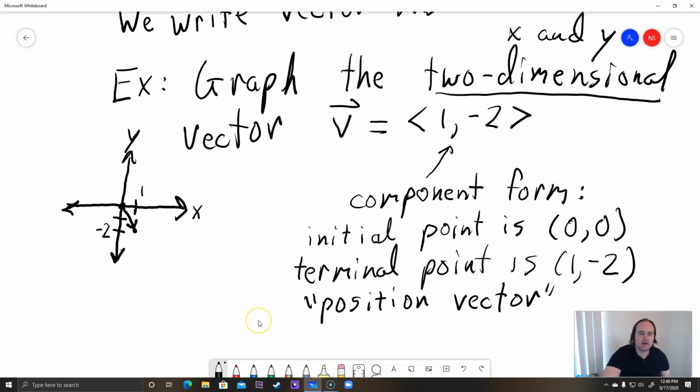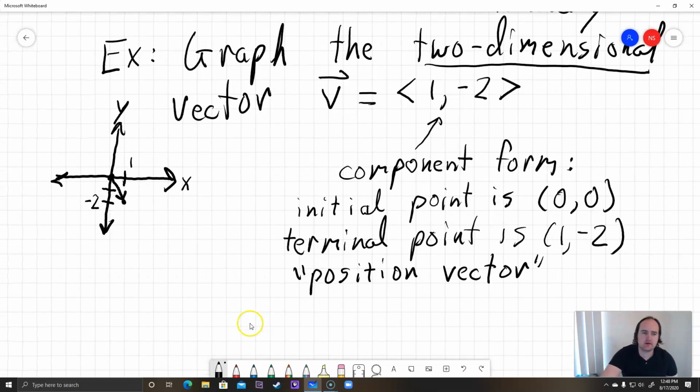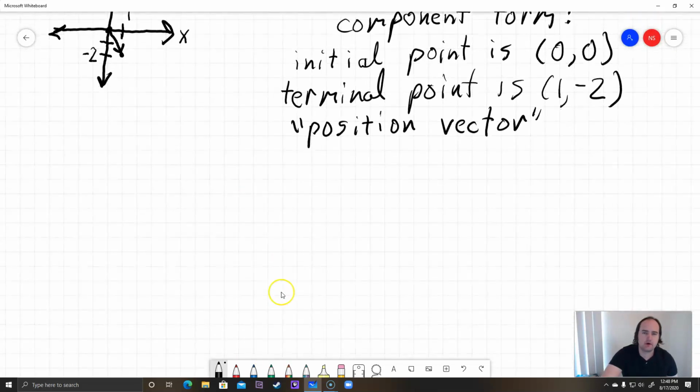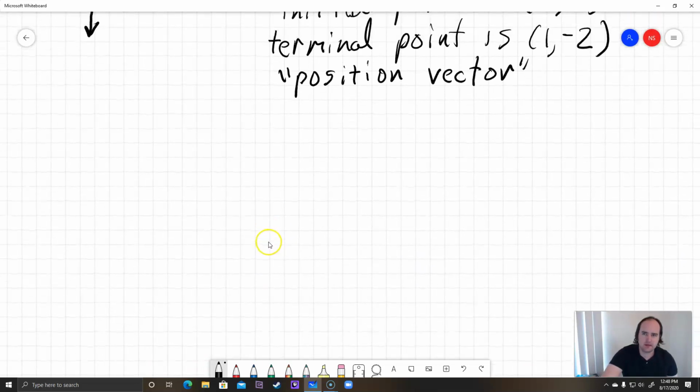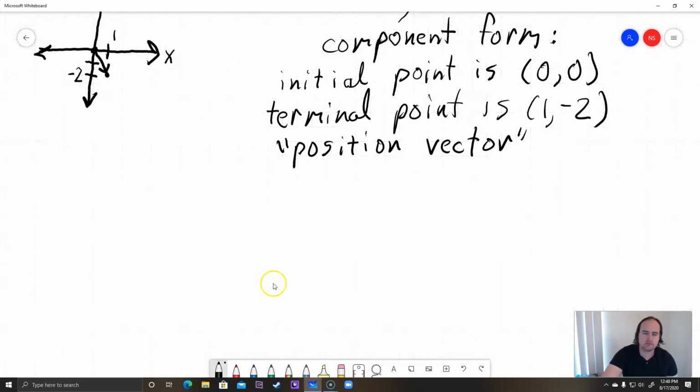And then keep in mind you can also graph a three-dimensional vector. Okay, so a three-dimensional vector is going to be graphed in a similar way. I'll do a quick example of that. You're not actually going to have to sketch graphs on your homework, but it's good to see them anyway. Okay, so let's do a new example.